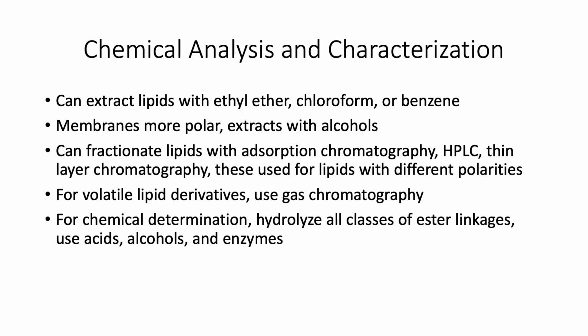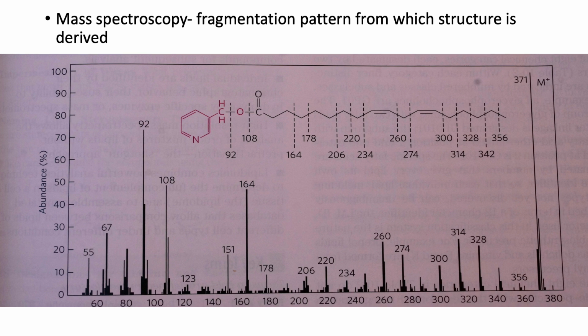For chemical determination, you can hydrolyze all of the ester linkages using acids, alcohols, and enzymes. These are fairly straightforward identifications given the amount of repetition that is equivalent, and you could probably use mass spectroscopy quite nicely for this too, and in fact there it is. So this is a particular fingerprint that's utilized using these cleavage points that occur, and this gives a particular pattern that is characteristic of the fatty acid under consideration, these being the atomic mass units.